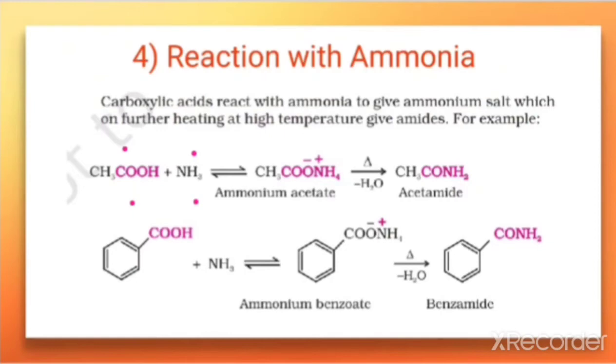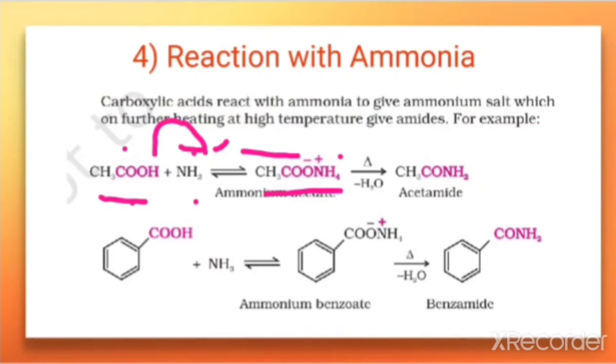That means there is a donation of proton. One H positive is donated from this acid to the base. So ammonia will accept the H plus and form NH4 positive. And what remains here is CH3COO negative. So CH3COO negative plus the ammonium ion NH4 positive together we can call an ammonium salt, that is CH3COO NH4 positive.